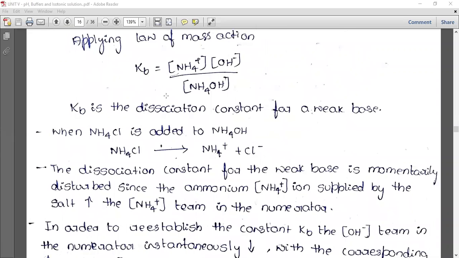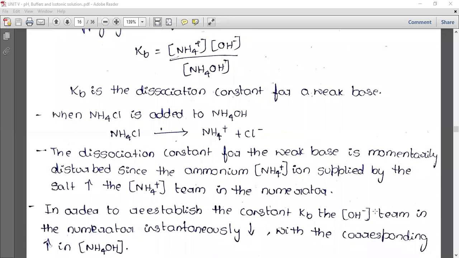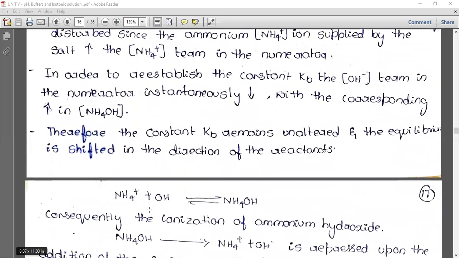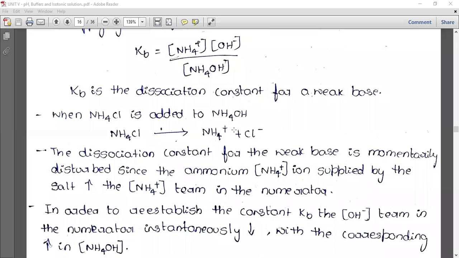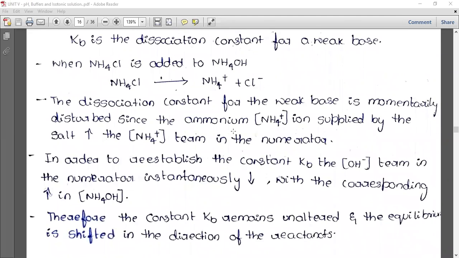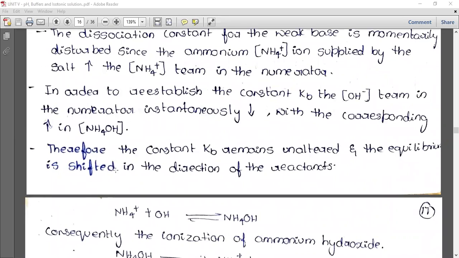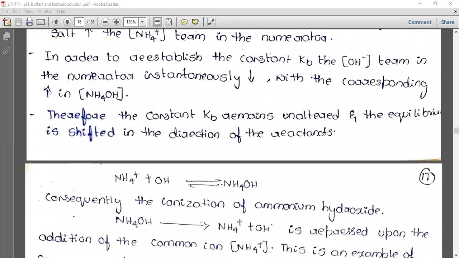So as to counterbalance these two, whatever hydroxyl ion is there in the numerator gets decreased because of a reaction. This reaction is because whatever hydroxyl ion is there is taken up by the excess of ammonium ion which is present. The ammonium ion takes up the hydroxyl ion. Thereby the hydroxyl ion in the numerator now decreases, keeping the constant unaltered.